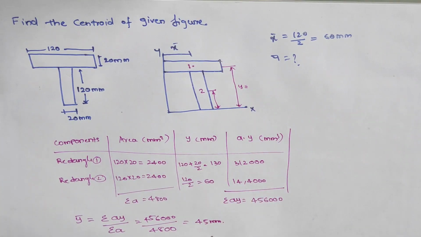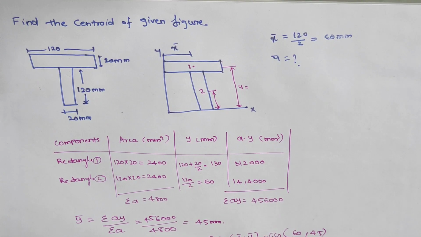Now CG x bar comma y bar equals CG of x comma y. X is 60, y is 45. This is the solution for this problem.